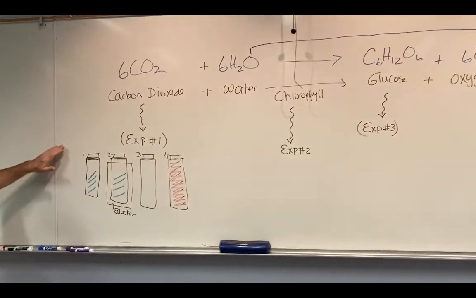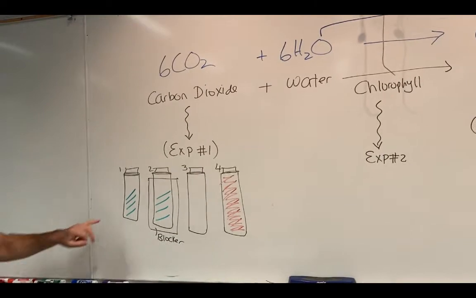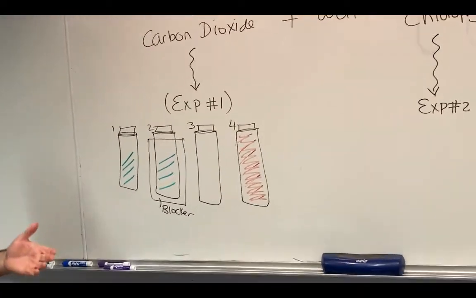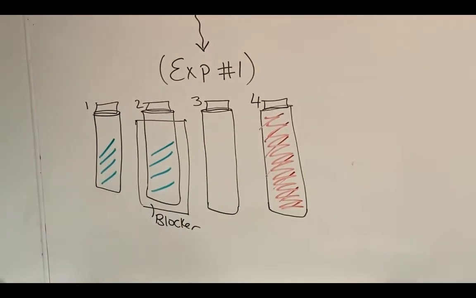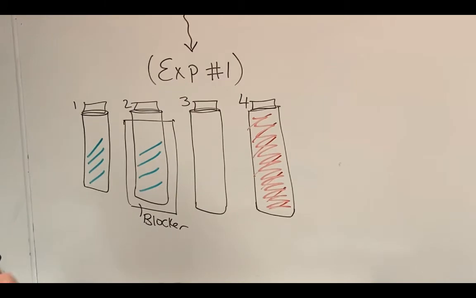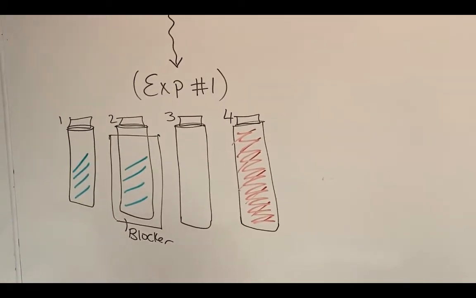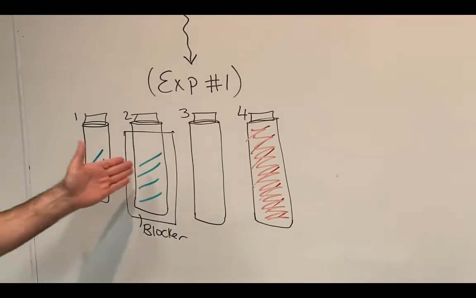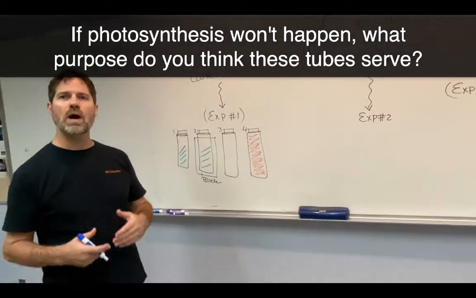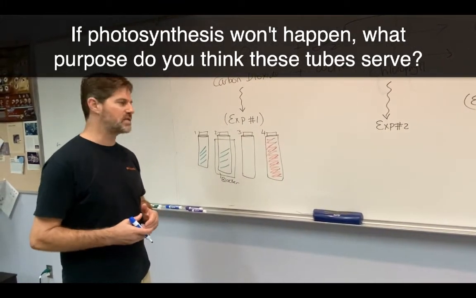In experiment number 1, we're going to have 4 test tubes, and you can see right here that they're going to be different. We're going to have 2 test tubes that we add some cut spinach to. Now, this is what's going to be undergoing photosynthesis. We have 2 test tubes that don't have any spinach. So I want you to think about why we have particular things in particular tubes. Clearly, if we don't have spinach, we don't expect photosynthesis to occur. So why is it that we're including some tubes that don't have any spinach?